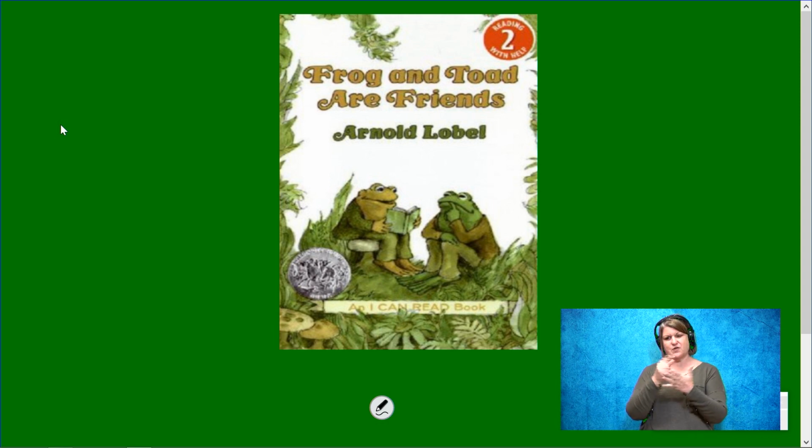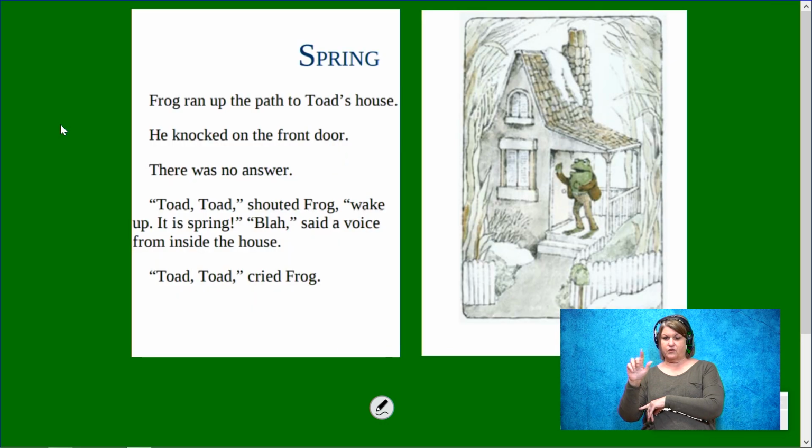This story tells about two friends and the adventures that they have together. Today, I'm going to focus on the chapter called Spring. The author of this text is Arnold Lobel. Our chapter is titled Spring.